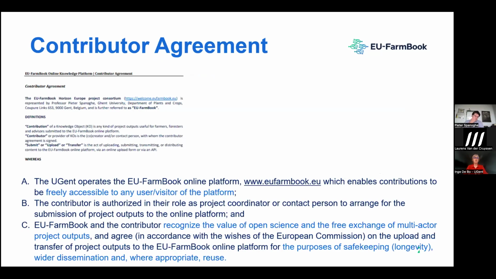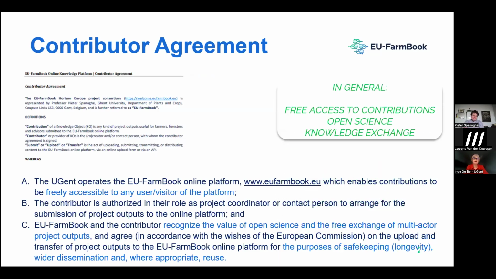Okay, let's go further with the contributor agreements. There are some texts here. It's very important that we can say that the general idea is that it's freely accessible for any user, any visitor on the platform. You don't have to be registered. Everyone can have a look and can consult. We all recognize the value of open science. This is what we are expected to do since Horizon Europe. And we want this free exchange of project outputs.